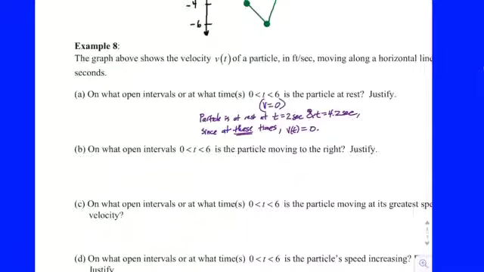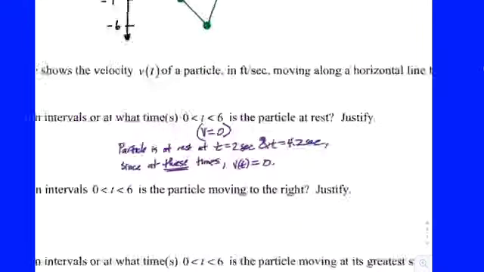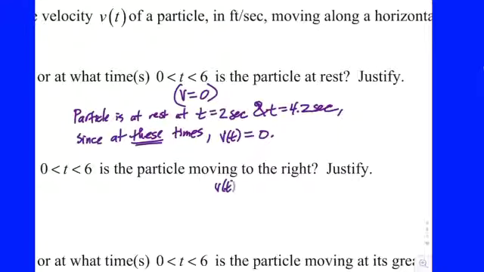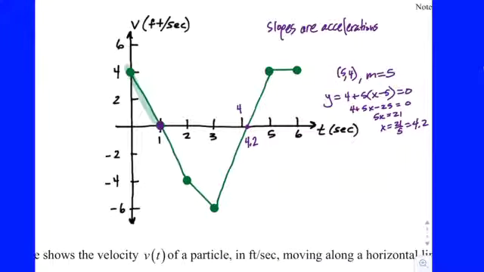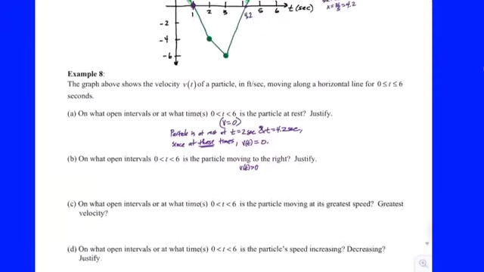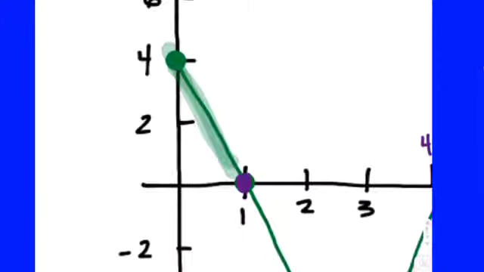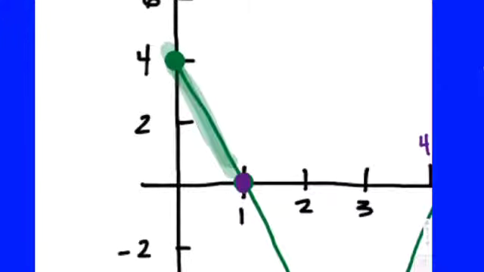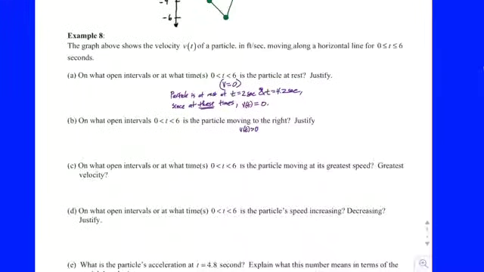Letter B. On what open intervals is the particle moving to the right? Justify. Well, the particle is going to be moving to the right when my velocity is what? Positive, right? So I want to know where v is greater than 0. That's going to be above the t-axis. So from 0 to 1 and 4.2 to 6. Now it does say open intervals, right? Had it not said that, would we include t equals 0? Is the velocity positive at 0? It actually is. Yeah, we saw that the other day too. But it's open intervals, so we'll just say from 0 to 1.